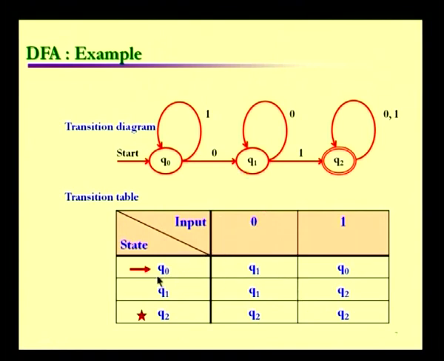comma 0 is q1 and q0 comma 1 is going to be q0. q1 comma 0 goes to q1, and q1 comma 1 goes to q2. From q2 all the transitions come back to the same state, that is, q2 for 0 and q2 for 1 also. So, this is how deterministic finite automata are represented in the transition table or tabular format.